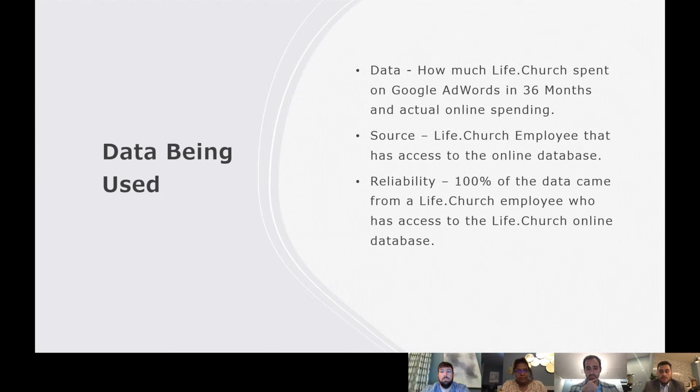The information gathered was from Life Church, obviously. We obtained this data from an individual at Life Church. She's an employee, and our relationship with this employee is that she is Jacob's friend. So that's how we received that data.